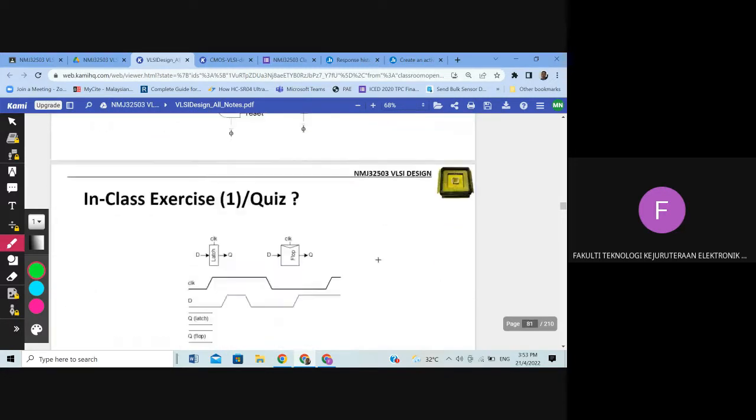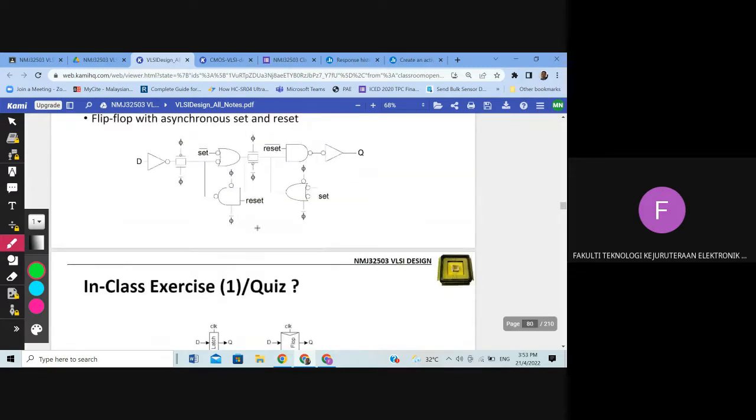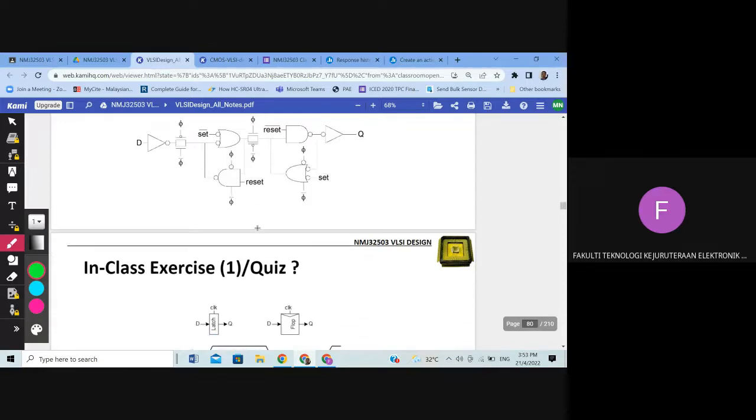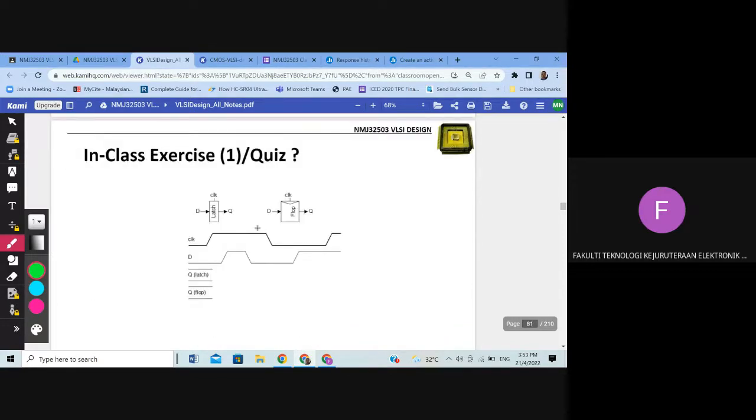The detail of the architecture, you don't have to worry. At least you understand the difference between latch and flip-flop, how they hold data in terms of architecture, and in terms of the timing diagram. Any question?